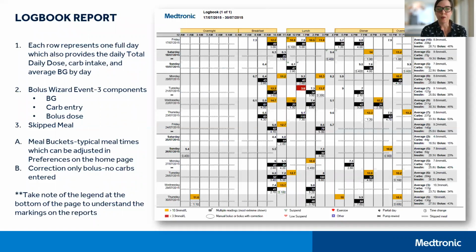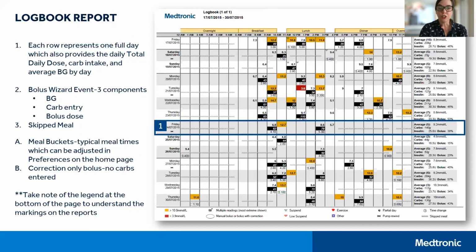This is our second report for pump information, and it's the logbook report. So it should be fairly familiar to you, but there are a few things that I think are worth pointing out. So again, down the left-hand side of the page, you are issued the day of the week and the date. Each day goes right across the page. So you can see this Friday here, we go from midnight until midnight, followed by some statistical information about your average BG, your intake of carbohydrates, and your insulin based on total insulin and how much of that is represented by your bolus amounts.